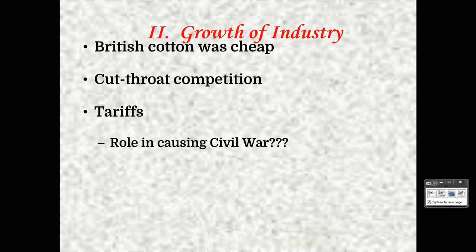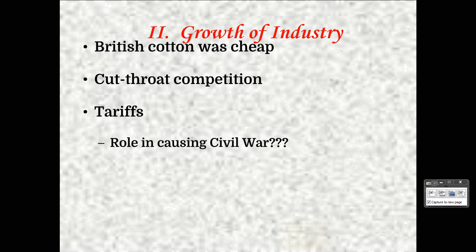The British are able to make the cost of their cotton and their textiles extremely low because they are able to pay their workers very low wages. The main reason is that the British had a much bigger population than the United States. I know, it's hard to believe, but in the 1800s the British population was still a lot bigger than the United States, which meant that they could pay their workers a lot less.